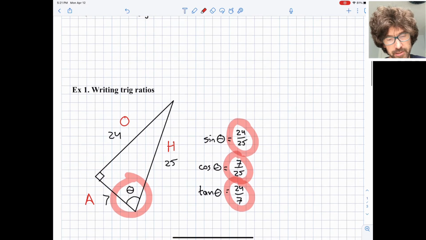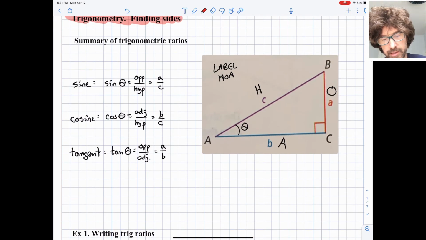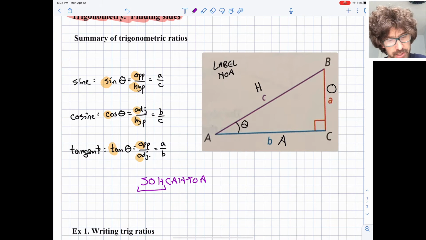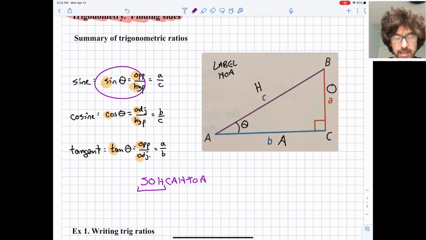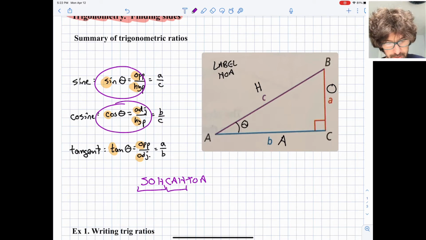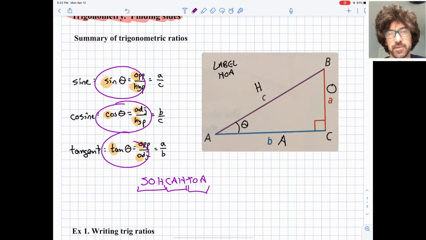One thing I forgot to mention earlier is a mnemonic for remembering these. I'm going to highlight some key letters. You've probably heard this mnemonic before in class. We say SOHCAHTOA. Just to be clear, SOH means sine is the opposite divided by the hypotenuse. CAH means cosine is adjacent divided by hypotenuse, and TOA means tangent is opposite divided by adjacent.